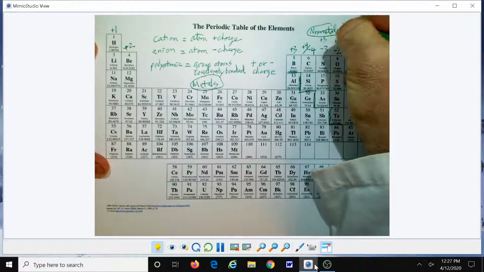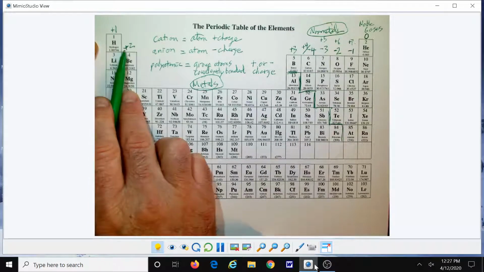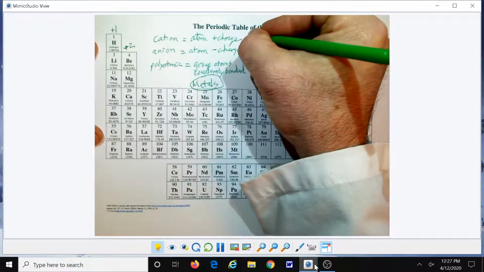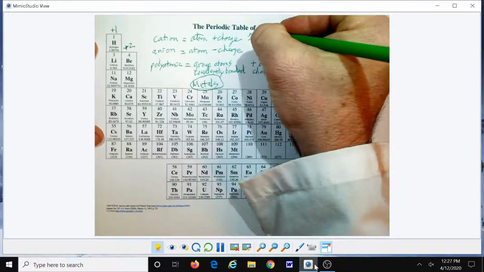So let's pick maybe the element Mg. Well, Mg would have what charge when it's an ion? It would be a +2. So an example of a cation would be Mg with a +2 charge.